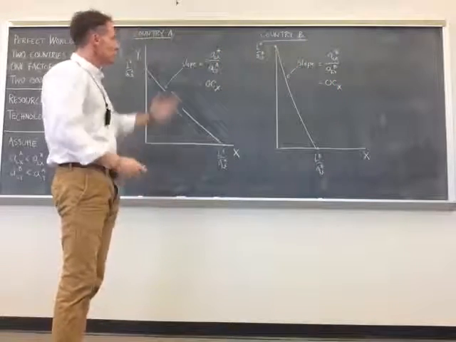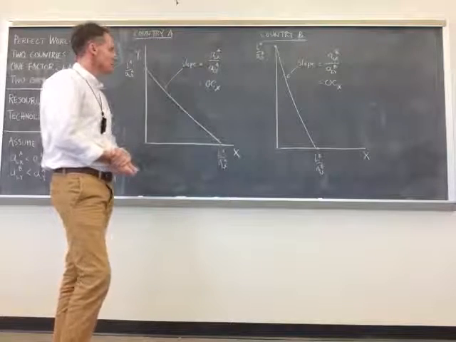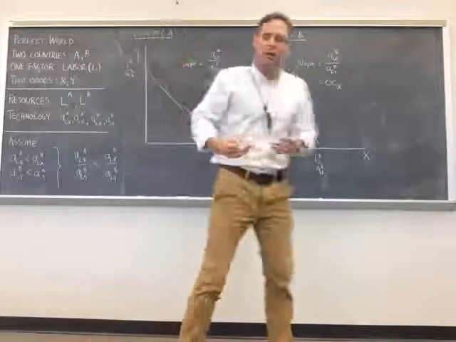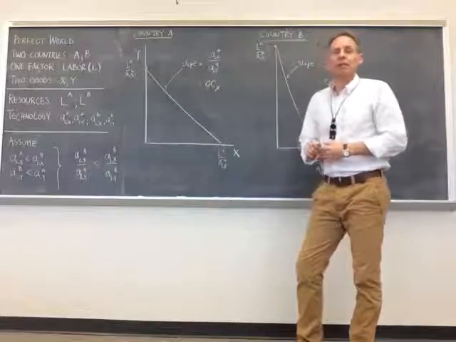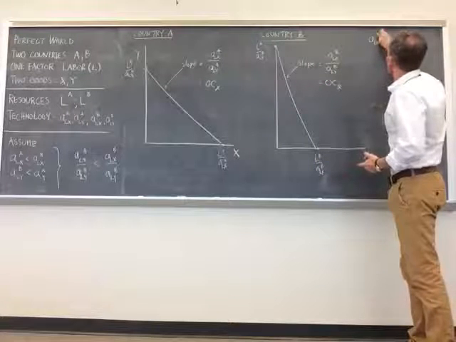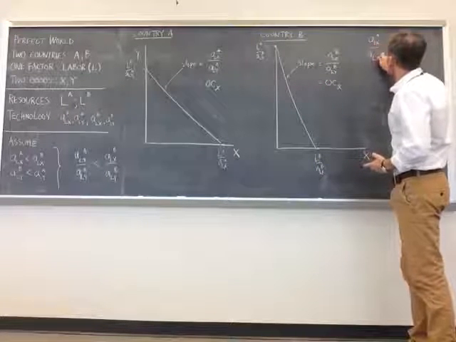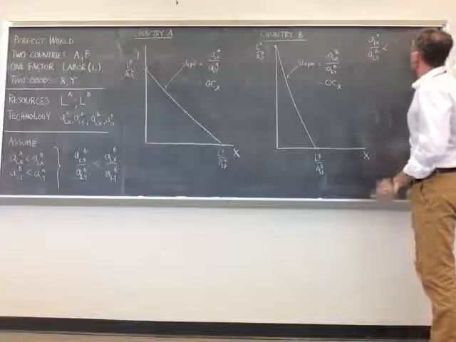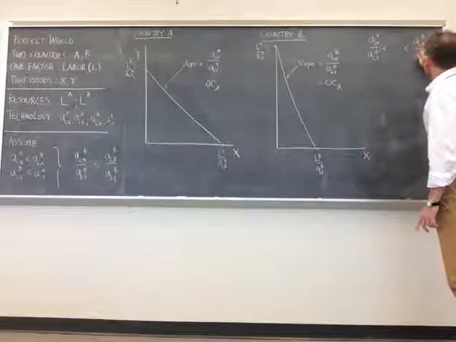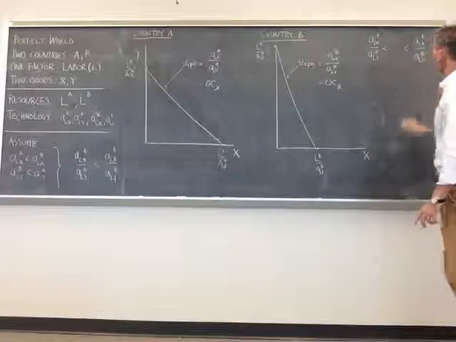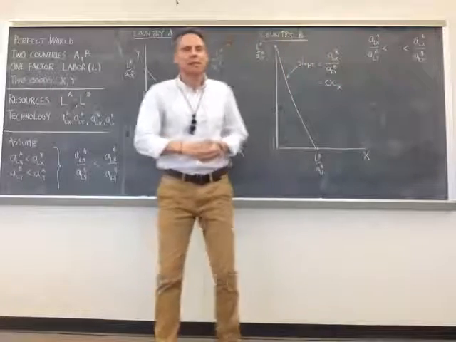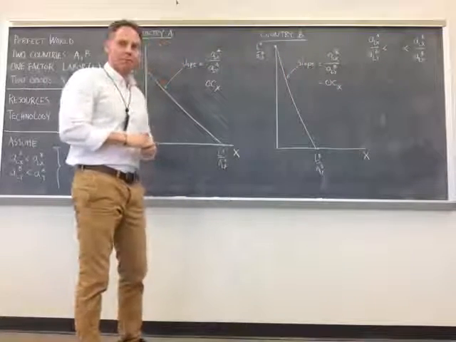But because the unit labor requirements are different in the two countries, we know that country A has a comparative advantage in the production of good X, and therefore we know, again, that the opportunity cost in country A is lower than it is in country B.